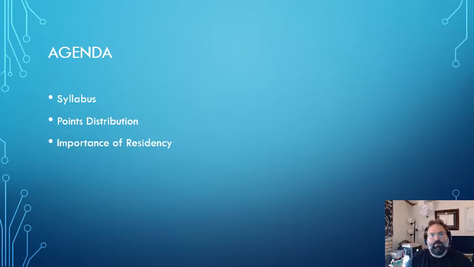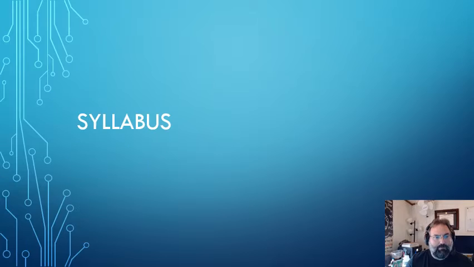The agenda for this conversation is first, we'll start by going over the syllabus. Then we'll talk a bit about where the points are in this course, which is always an important thing to know. And then we'll conclude with a discussion around residency and why it's important. And that also ties into the point distribution, which you'll see right away. So jumping into the syllabus.